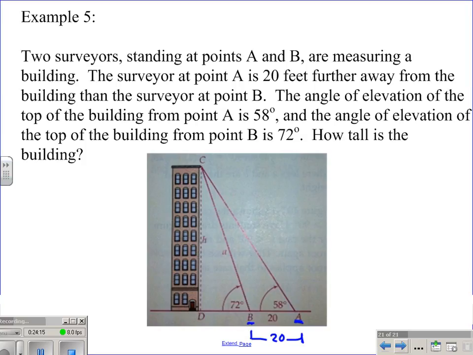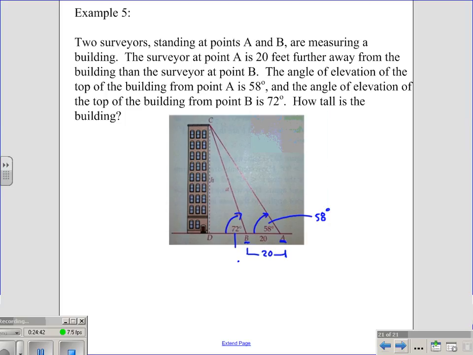The angle of elevation of the top of the building from point A is 58 degrees. So we have the measure of this angle here is 58 degrees. And the measure of the angle of elevation from the top of the building to point B is 72 degrees. What we're looking to do is find out how tall the building is. So here's our 72-degree angle here, and we're looking to find out what h is, the height of the building.